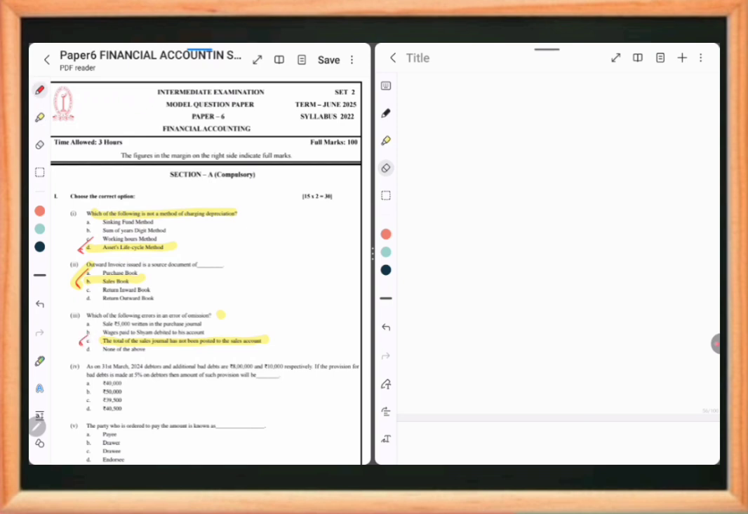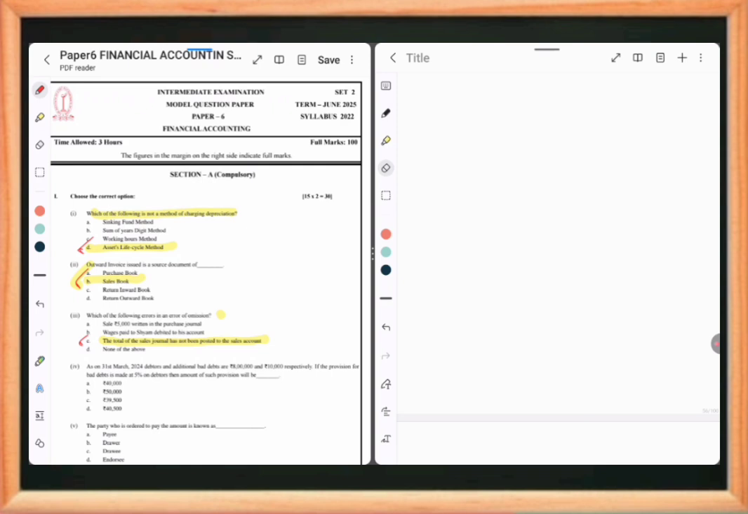And then here, as on 31st March 2024, the debtors and additional bad debts are given. That is, the debtors were rupees 8 lakhs and additional bad debts 10,000 rupees respectively. If the provision for bad debts is made at 5% on debtors, the amount of such provision will be asked. Normally bad debts are given in the trial balance, sometimes in the adjustment. So here additional bad debts are supposed to be given in the adjustment.